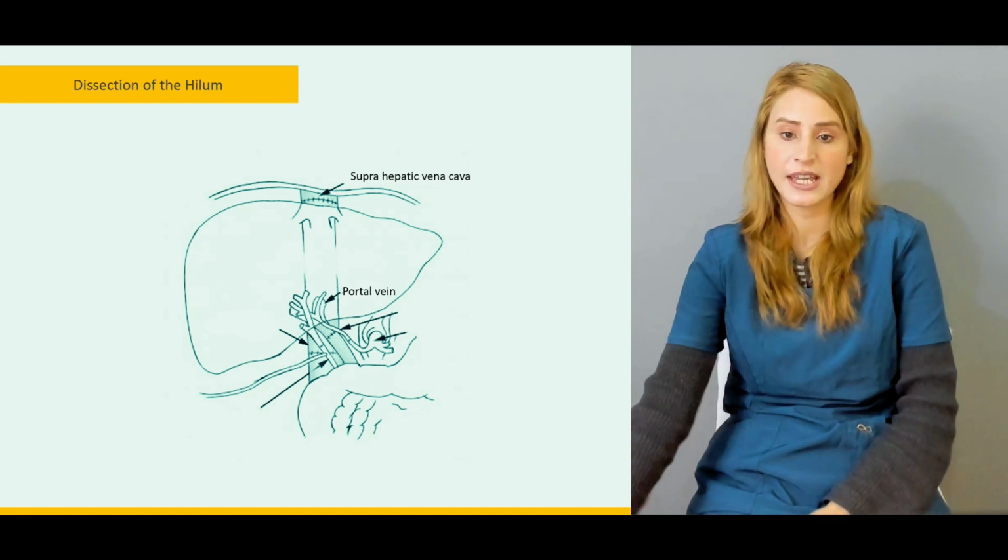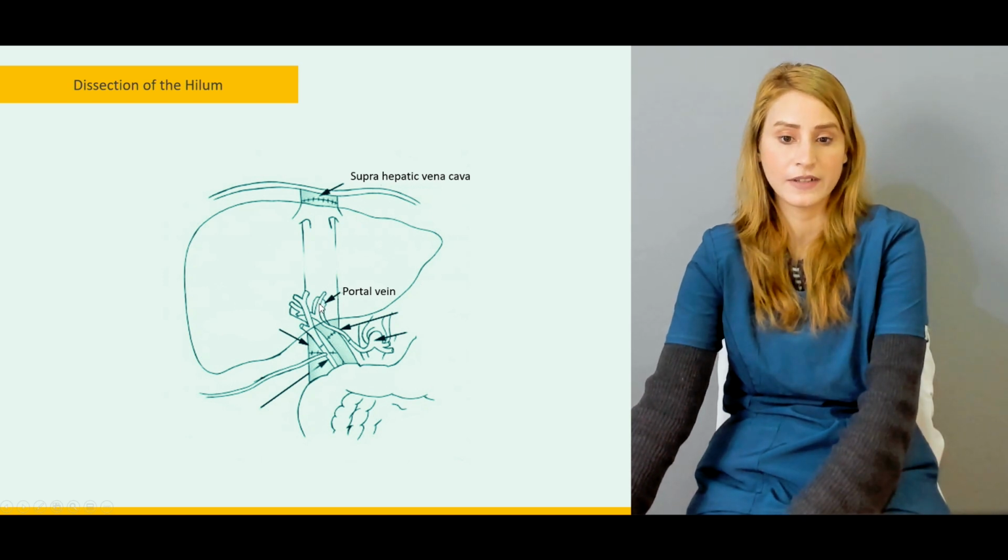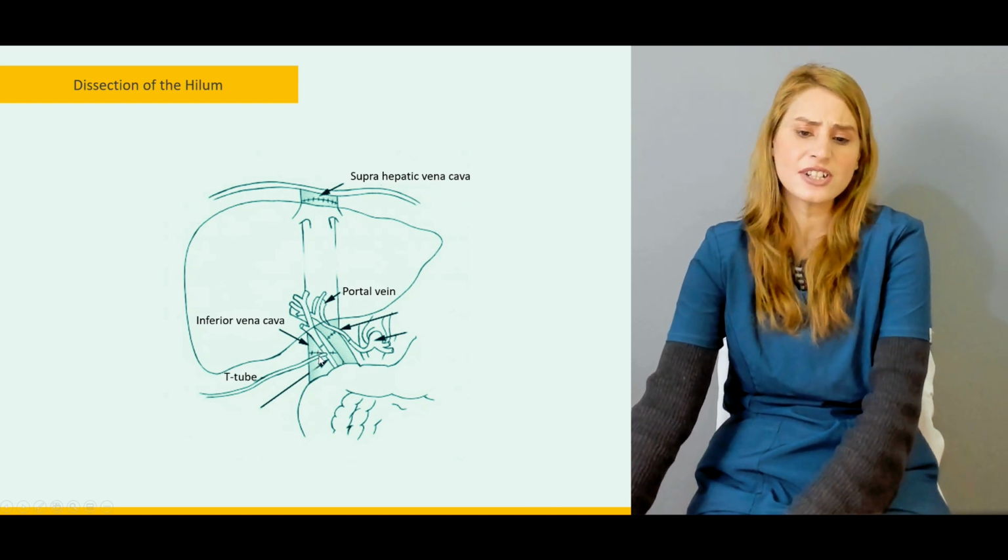Again, the same things, the suprahepatic part of the vena cava. This is the portal vein, which is behind the hepatic duct. This is the inferior vena cava.